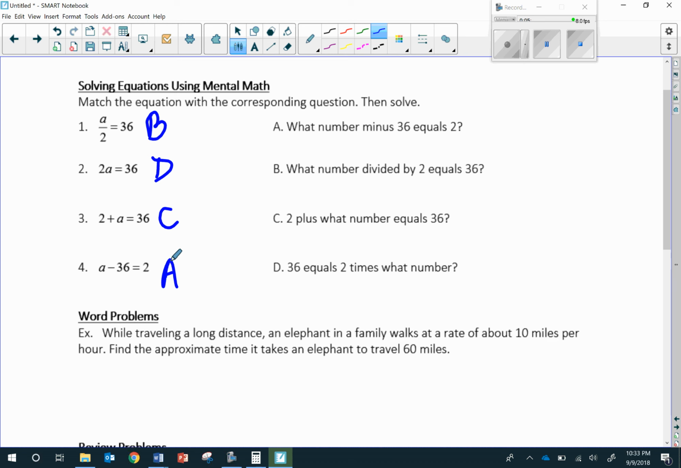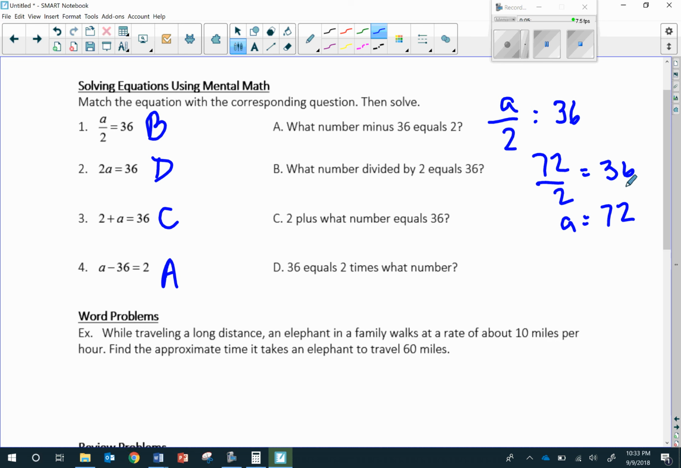So now if we're going to solve these, let's go back and start with number 1. A divided by 2 equals 36. So we're asking ourselves what number divided by 2 equals 36. We know that we can use multiplication to help us solve division problems. So 36 times 2 equals 72. So 72 divided by 2 equals 36. So in this case, A equals 72.